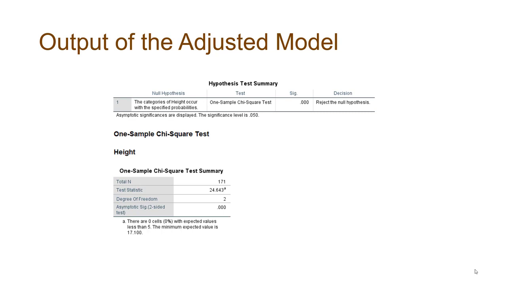So now the categories of height occur with the specified probabilities, not with equal probability. It's one sample chi-squared test. The sig value, the p-value, is still 0, and I still reject that hypothesis. So it's a better model, but it's still nowhere near modelling actual reality. I can tell it's a better model because if I look at the test statistic, it's now 24.643, because observed minus expected are a lot closer to one another. Degrees of freedom is 2, but there's still not evidence for that model.